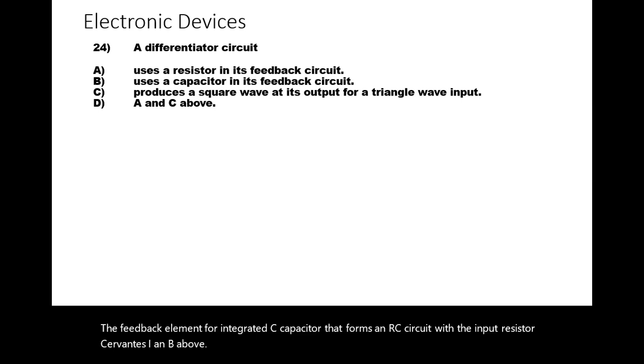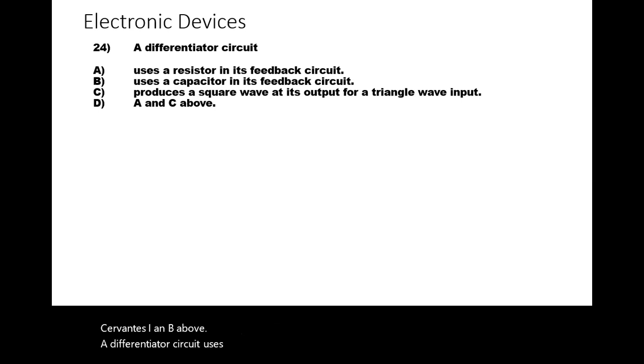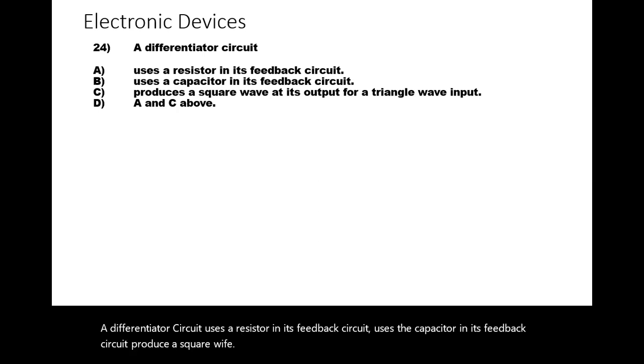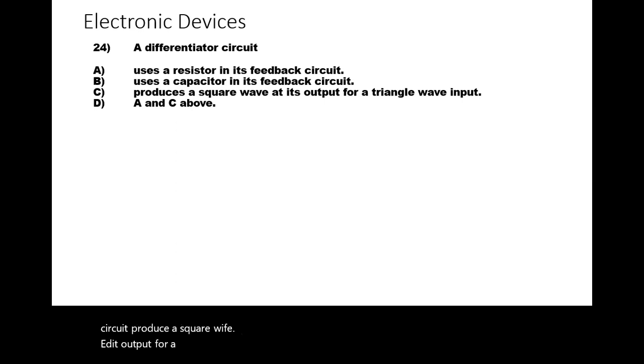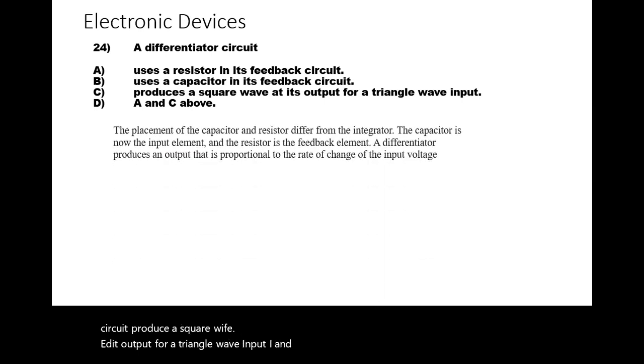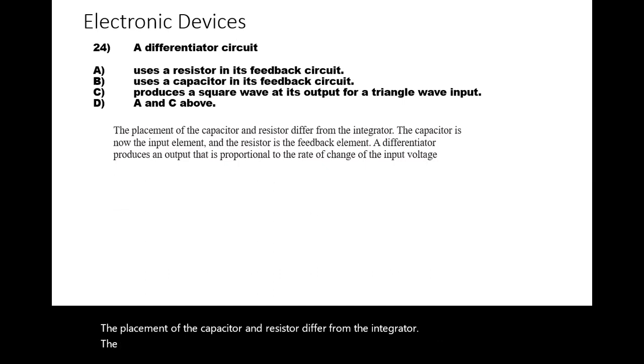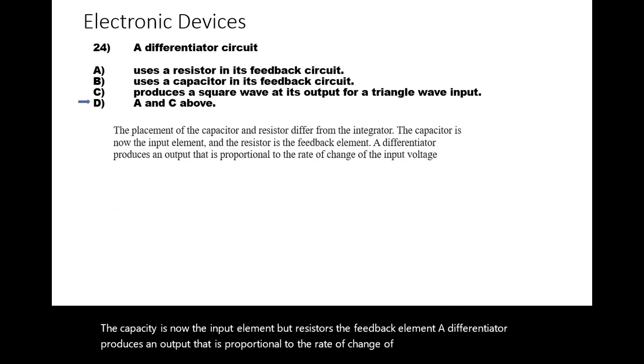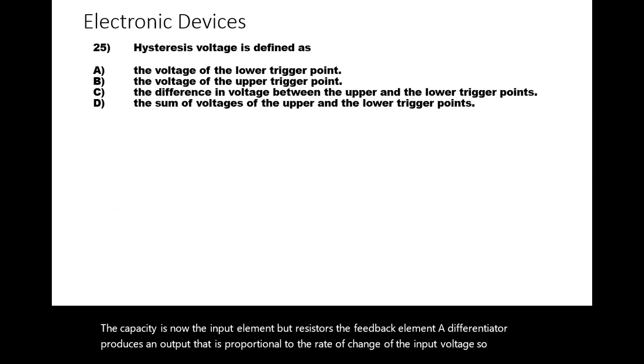A differentiator circuit uses a resistor in its feedback circuit, uses a capacitor in its feedback circuit, produces a square wave at its output for a triangle wave input, A and C above. The placement of the capacitor and resistor differs from an integrator. The capacitor is now the input element, the resistor is the feedback element. A differentiator produces an output that is proportional to the rate of change of the input voltage. So that's both A and C.